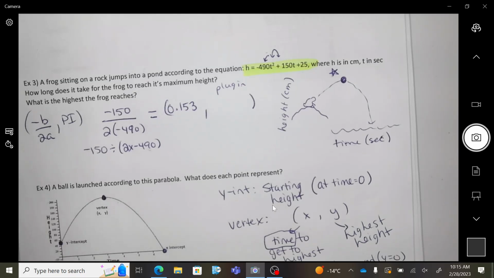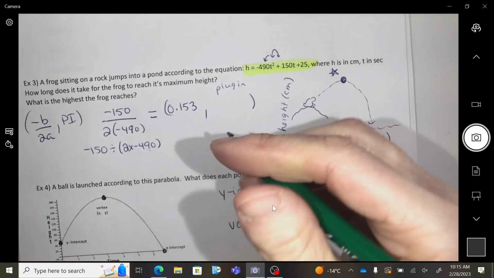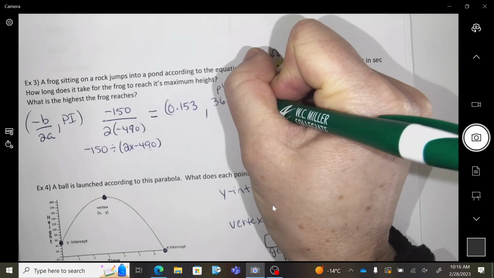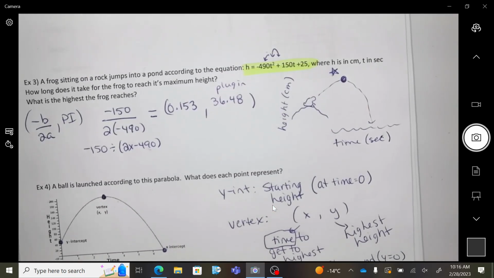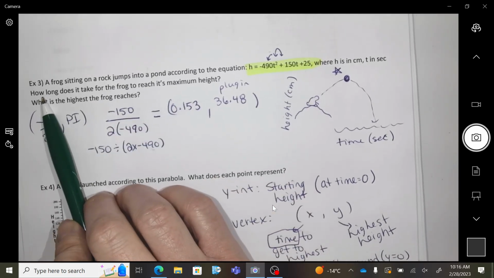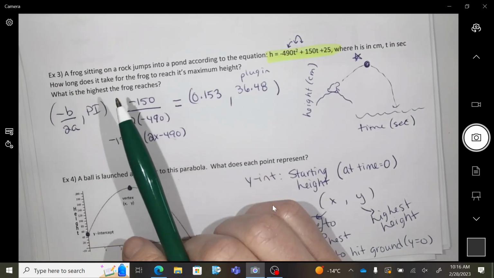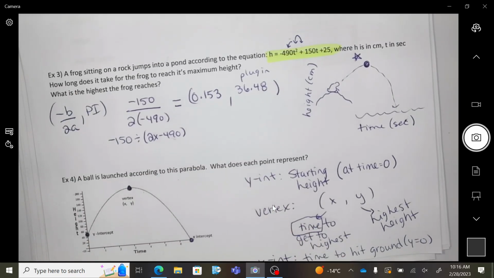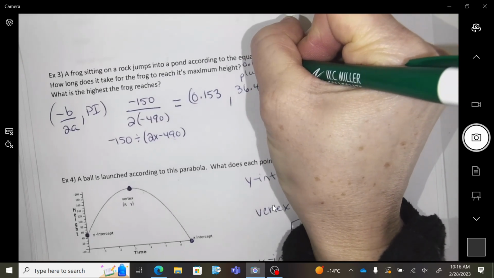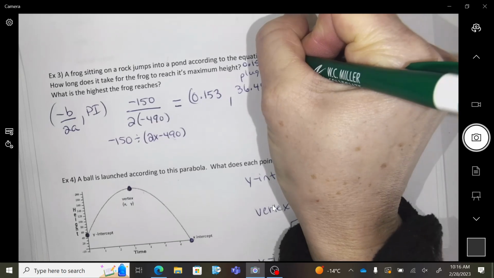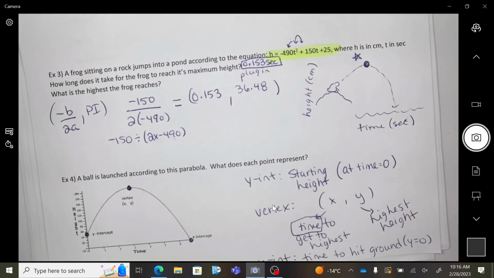And did we get a value? Did you get 36.48? Okay, how long does it take? What would you answer to that question? How long does it take the frog to get up to the top? 0.153 seconds. That's how you would have to answer that problem.